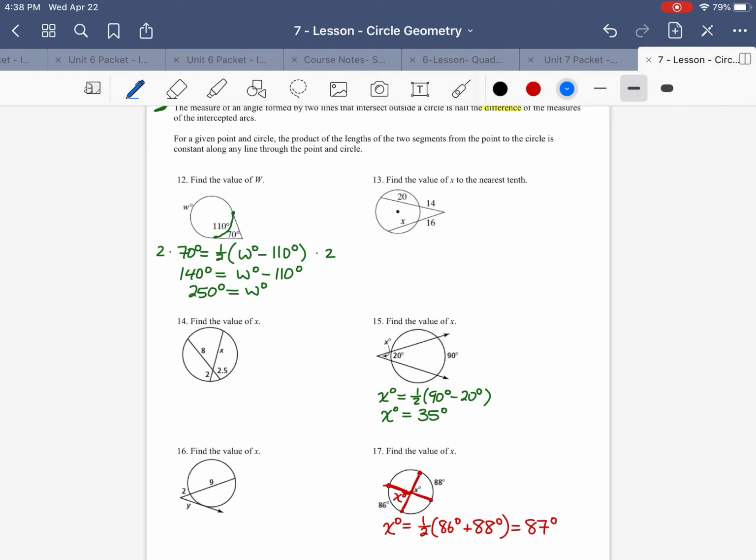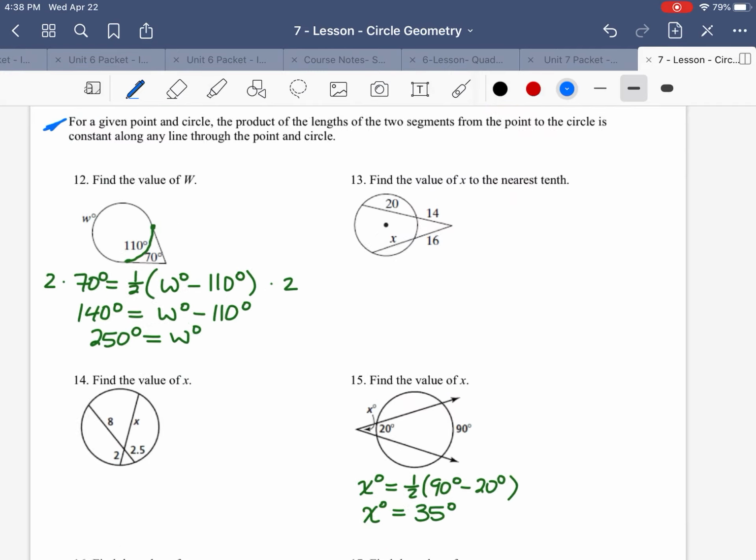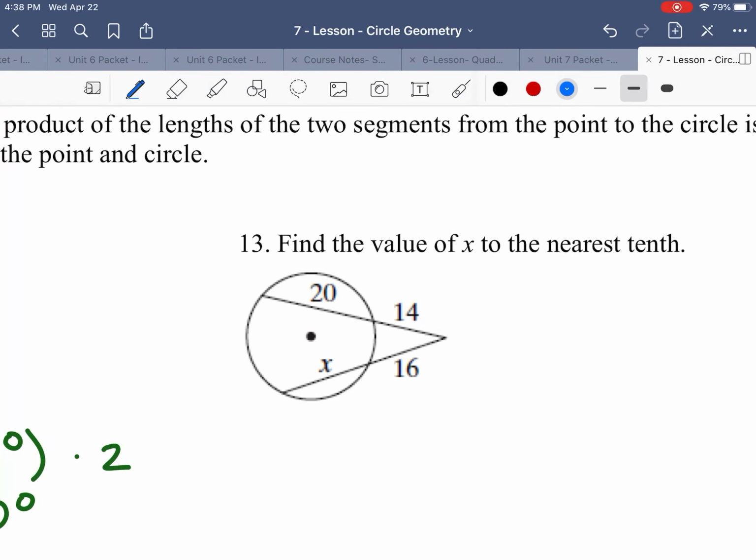For a given point and a circle, the product of the lengths of the two segments, blue for those keeping score at home, the product of the lengths of the two segments from the point to the circle is constant along any line through the point in the circle. All right. So what that's telling me is that if I'm going from the point to the circle along a secant, there's a couple of ways I could do that. I can go directly to that first intersection, but I could also go to the second intersection.